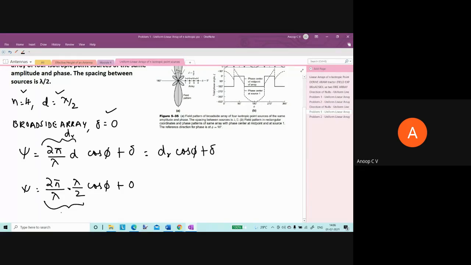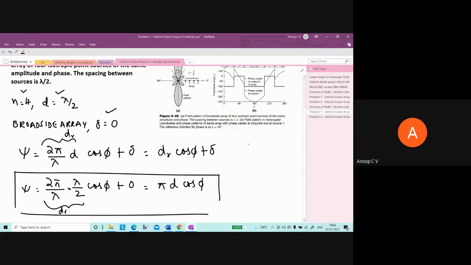This much is d r, which I can write equivalently as d r cos phi plus delta. In this case, lambda and lambda get cancelled, and 2 and 2, so psi in this case will be pi cos phi. This is what we can infer from this. I'm not doing the derivation again. Now I can draw 4 sources separated by some distance d.